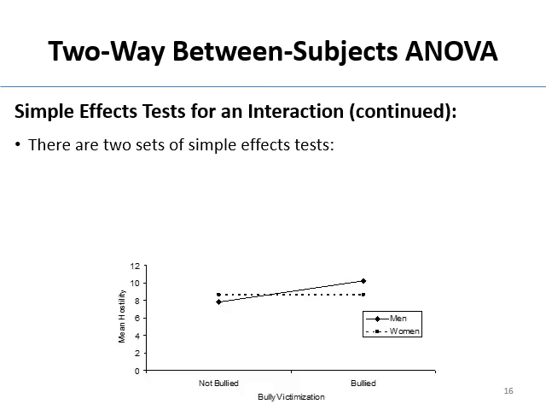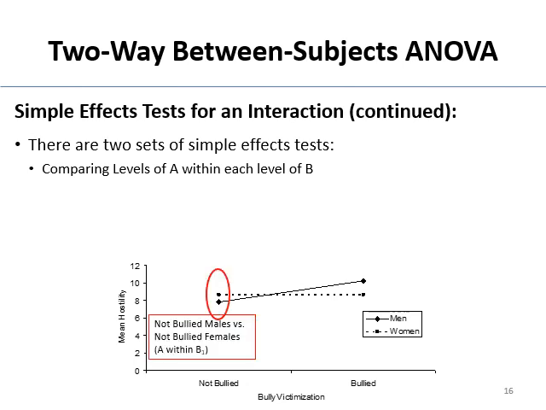So here's that plot again of those four means. Let's say the interaction was significant. We want to know, okay, what are those interaction effects? How did the effects of being bullied differ for males and females? So one way to do it is compare levels of A within levels of B. So we're holding B constant and comparing the levels of A. So this would be, for example, we hold bullied constant and we compare males and females. So we compare A, sex, within B1, which is not bullied.